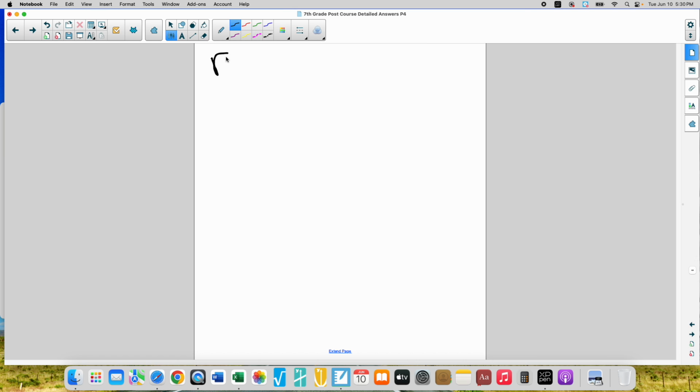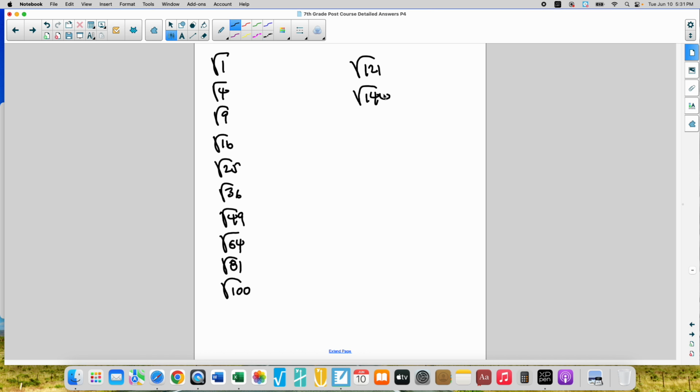You should know the perfect squares. Square root of 1, square root of 4, square root of 9, square root of 16, square root of 25, square root of 36, square root of 49, square root of 64, square root of 81, square root of 100, square root of 121, square root of 144.